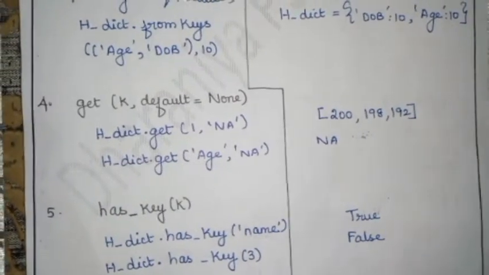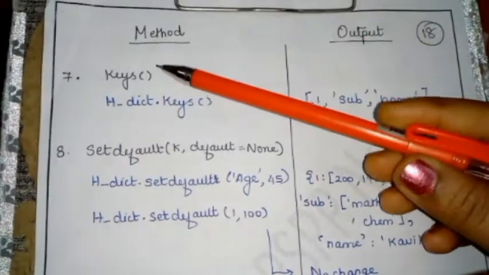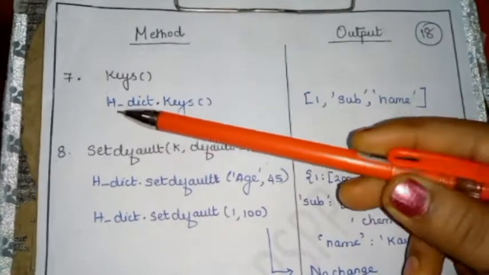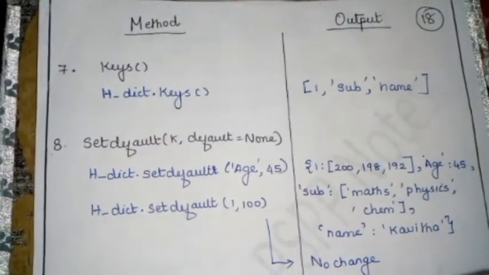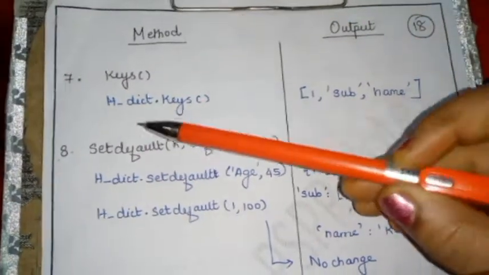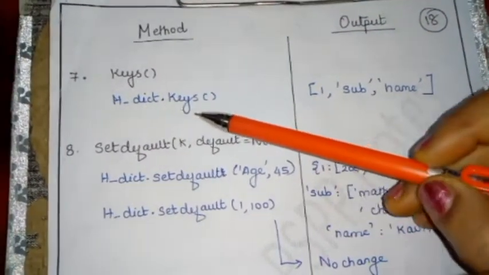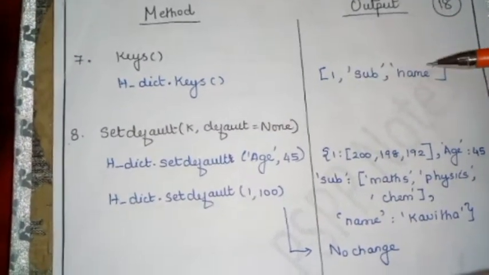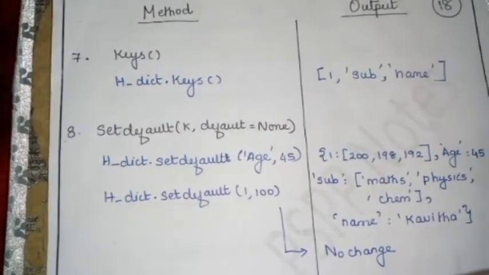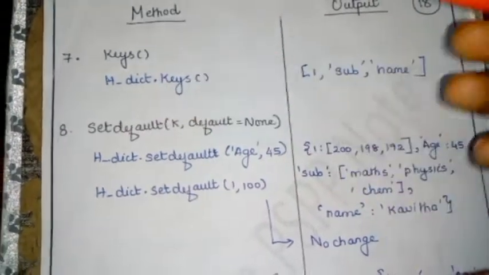Can you understand now? Next method is keys. Keys will display all the keys that are available in my dictionary, okay? So h_dict.keys method will give me all the keys. So the subject names are the keys in my h_dict, okay?